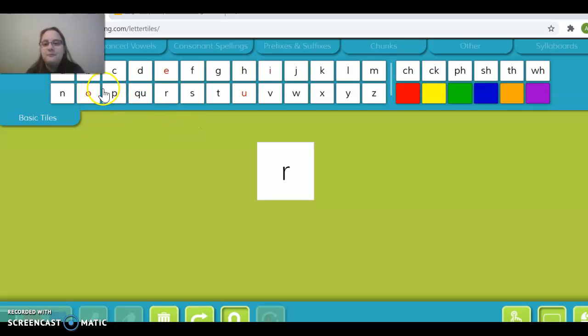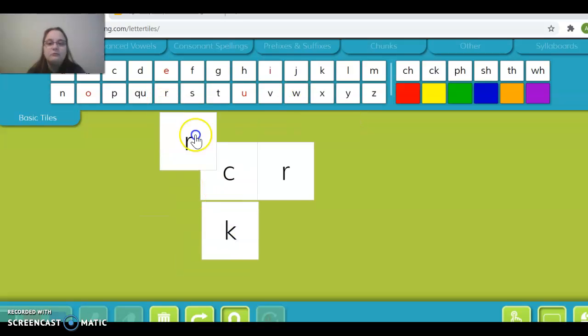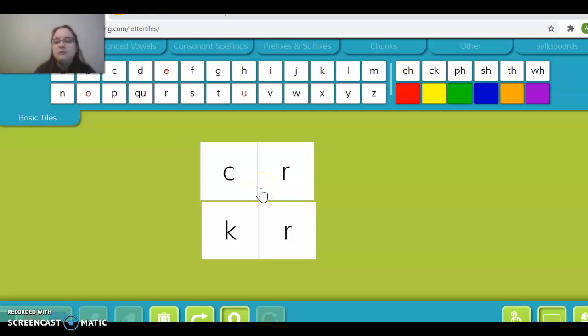Our next one is CR or KR. They make the same sound. We have cur, like crab, crown. Everybody say that with me. 3, 2, 1, cur. Good job, friends.